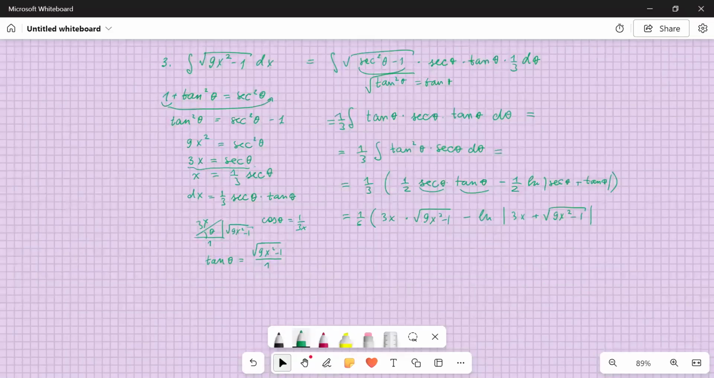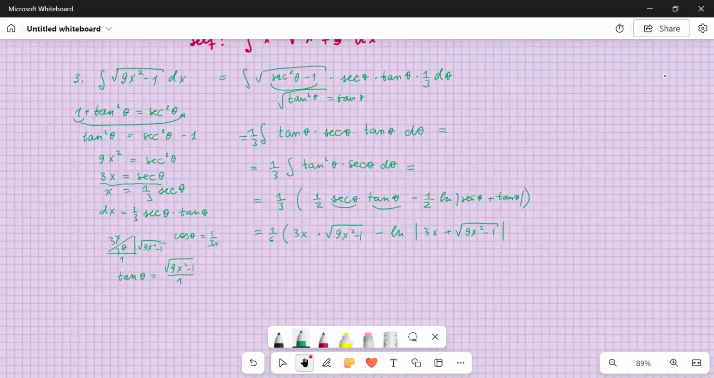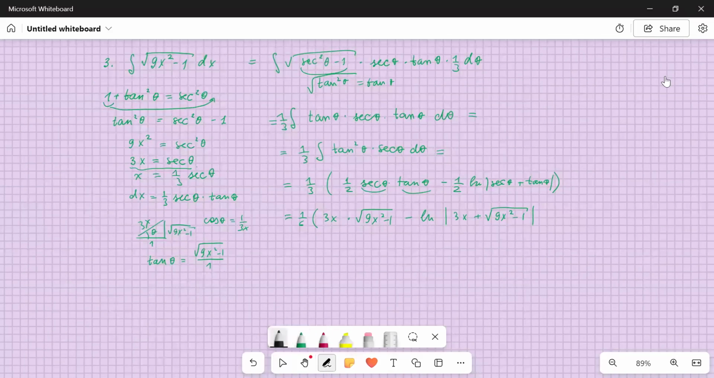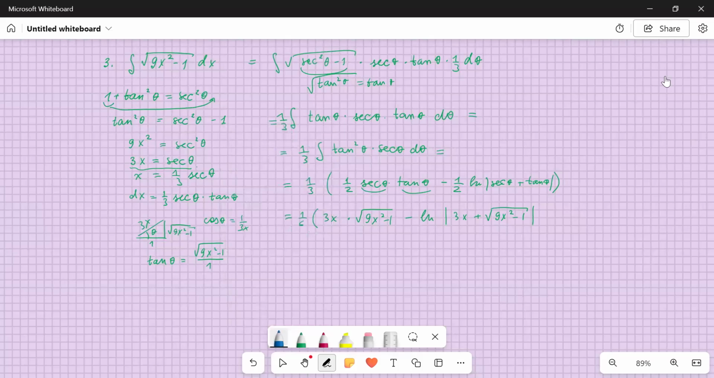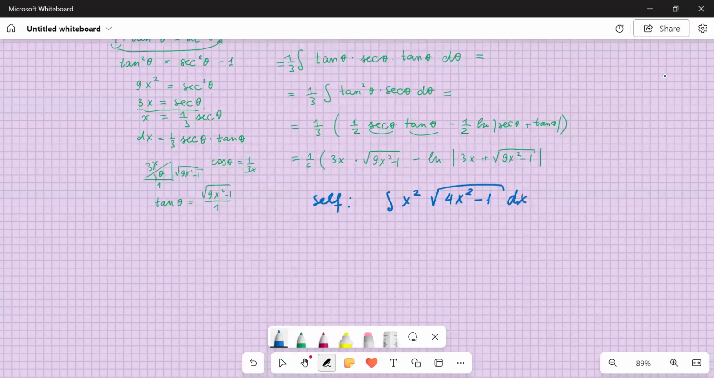Don't forget about this. Now, there are some little tricks using this substitution, which you can see in the book or in the homework. And here I forgot to write down the self-problem. For self-solving, I want you to do the integral of the square root of x squared minus 1 dx.